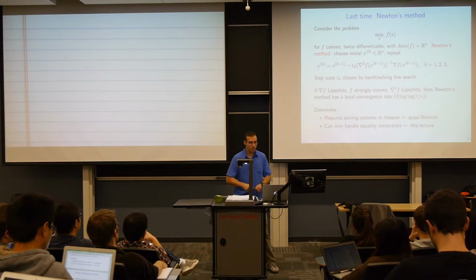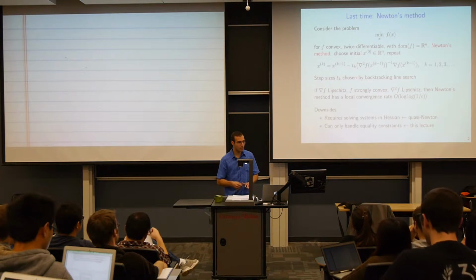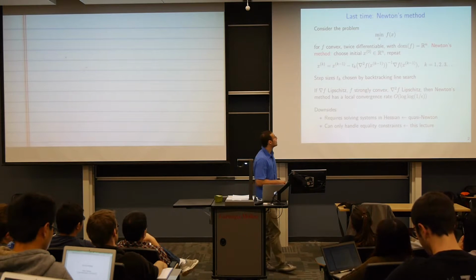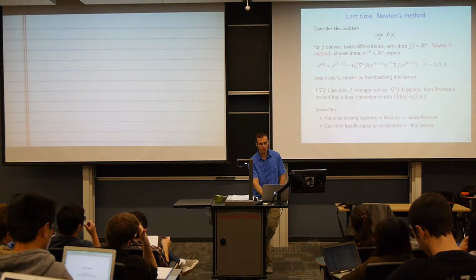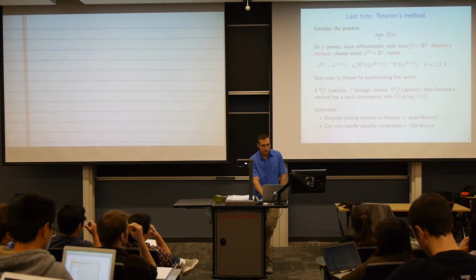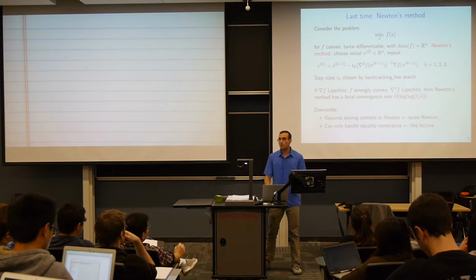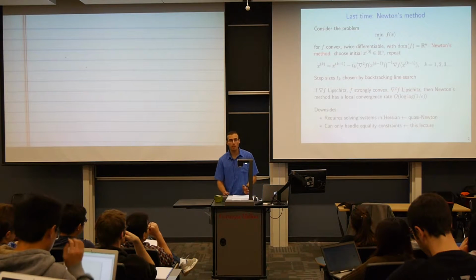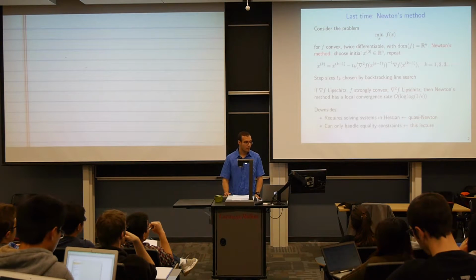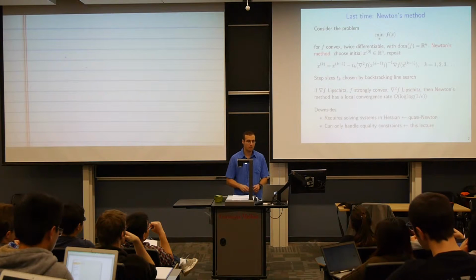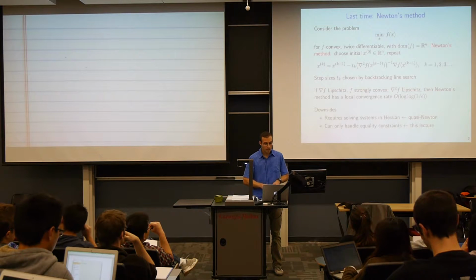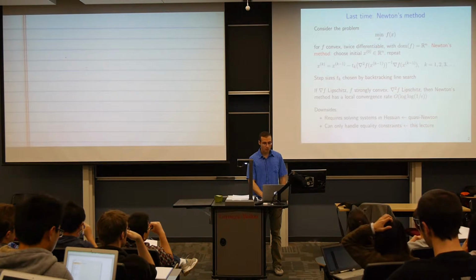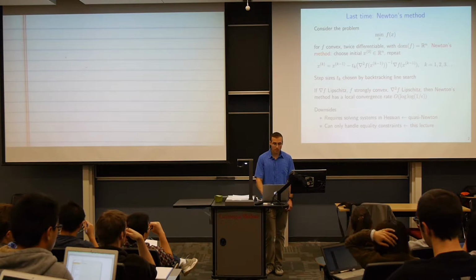Just to motivate them, last time we talked about Newton's method, which applied to twice differentiable convex functions, and repeated updates of this form with step sizes chosen by backtracking. The difference between Newton's method and gradient descent, of course, was that it had a much faster convergence rate. That's what we didn't prove last time. We just kind of stated and discussed the conditions under which that was true. The proof can be found, for the most part, in the Boyd and Vandenberghe textbook. And it requires stronger conditions than those that we had for gradient descent, but we get a much faster rate.